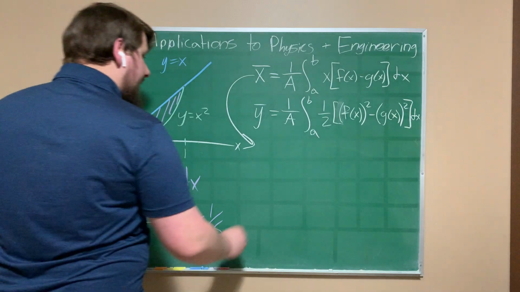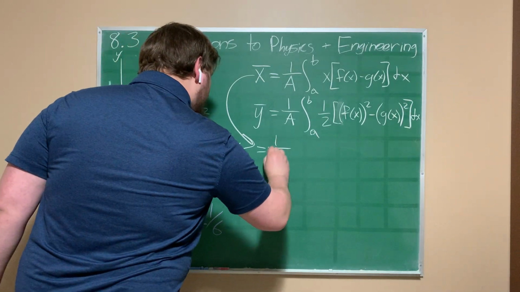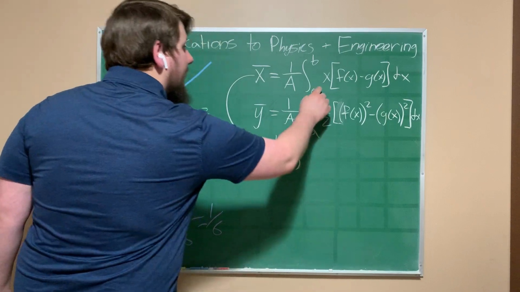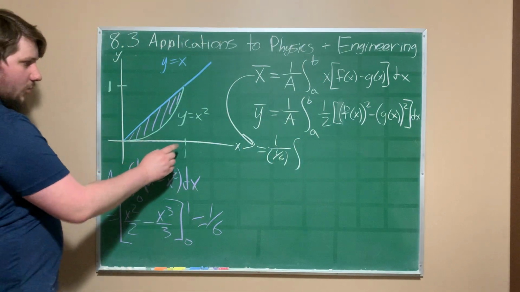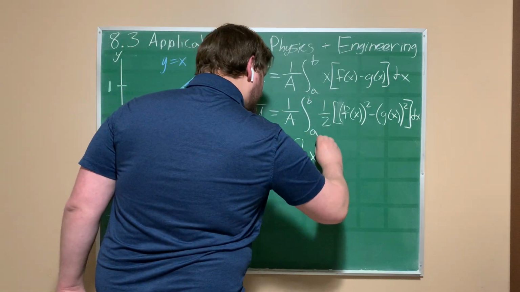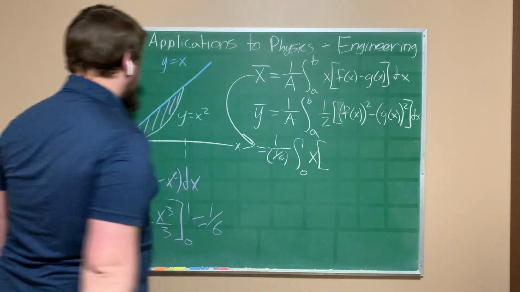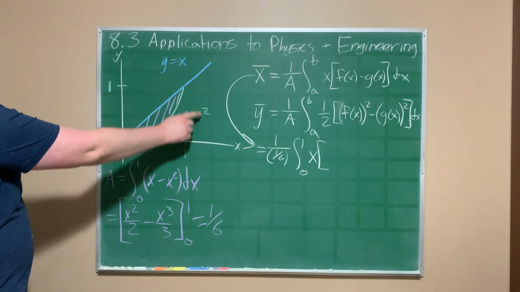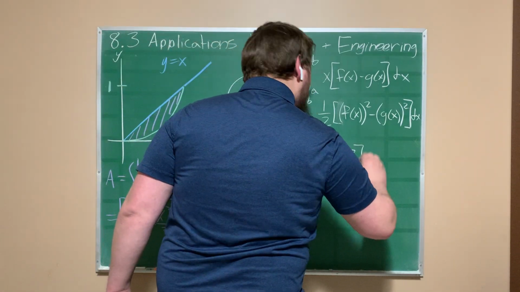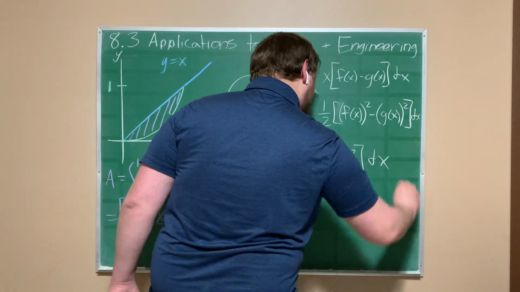X bar is going to now be equal to 1 over 1/6 times the integral from a to b, that's now going to be from 0 to 1, of x times the quantity f of x minus g of x. So again, that's going to be upper minus lower, x minus x squared dx.